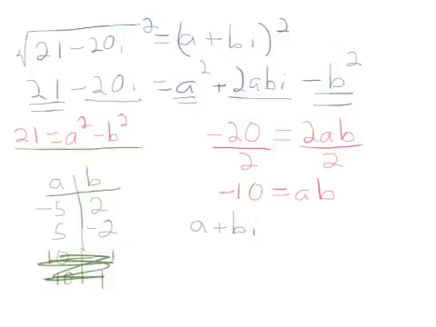So I plugged them into this correct form, a plus bi. So my final answer is going to be negative 5 plus 2i. Or we said a could be a positive 5 and b could be a negative 2. So I get 5 minus 2i. So those are your two answers, and we are done.